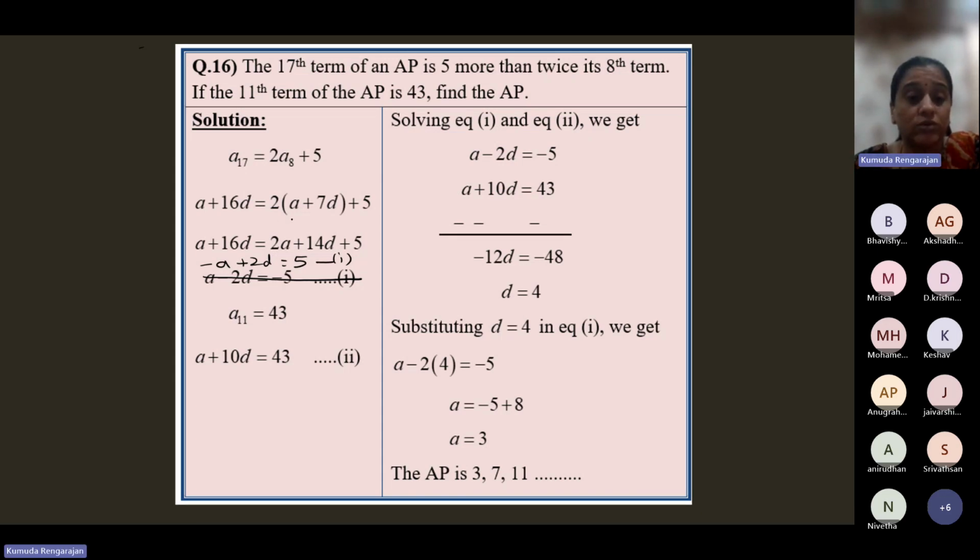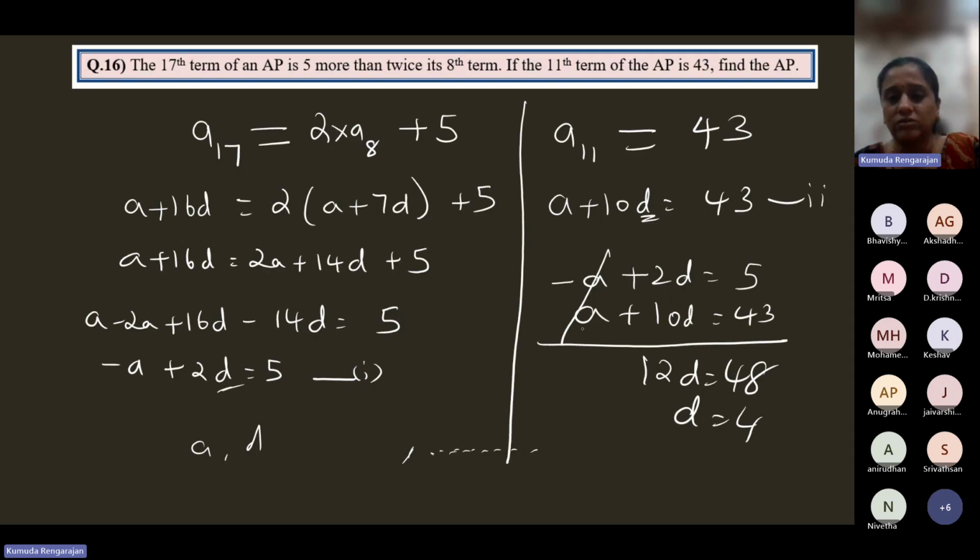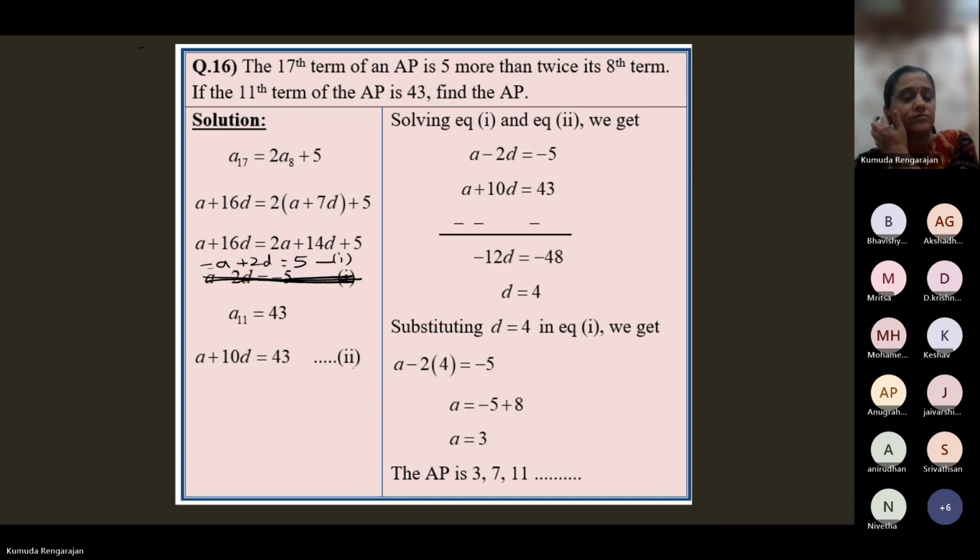When you work this one, you get minus A plus 2D is equal to 5. You can stop there. I've changed the signs throughout, but you need not do that. You can just take this equation, and this one is the second one, and write them one below the other. As I told you, it was already minus A and plus A, so you can cancel it. Minus A plus A cancels. See, here also we get the same value, D is 4.